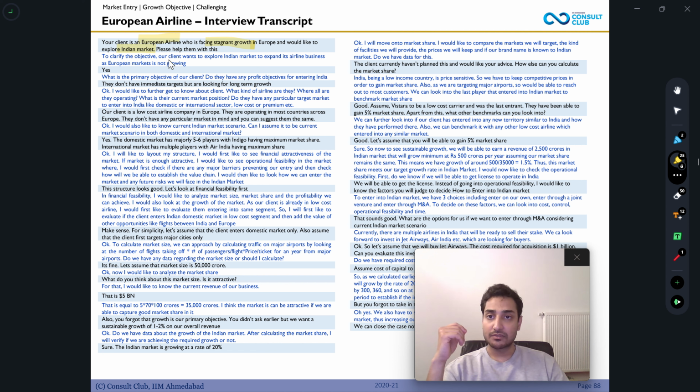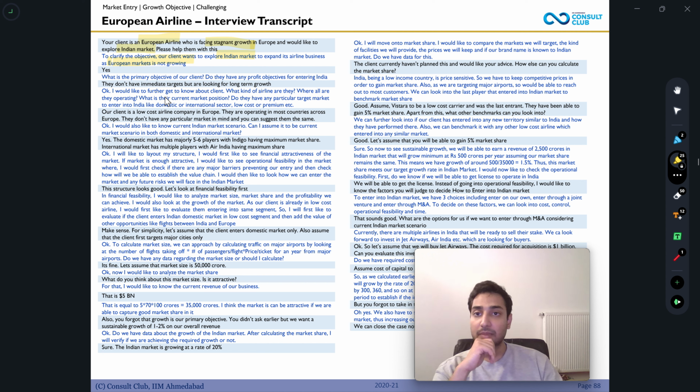To clarify the objective, our client wants to explore the Indian market to expand its airlines business as the Europe market is not growing. Yes. What is the primary objective of our client? Do they have any profit objectives for entering India? They don't have any immediate targets, but are looking for long-term growth. So they're looking for long-term growth, not profits right now.